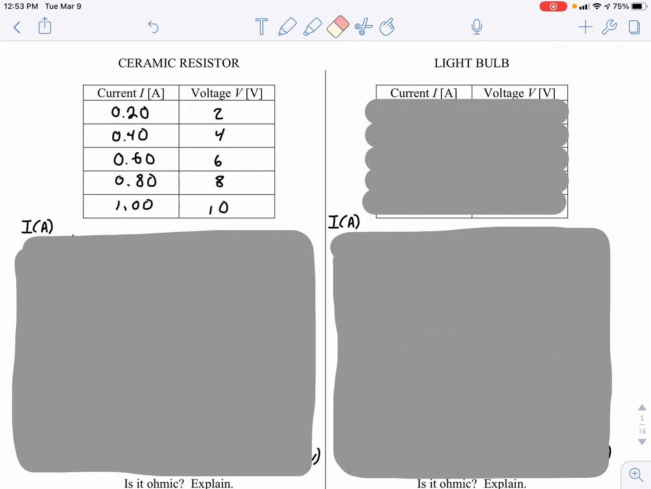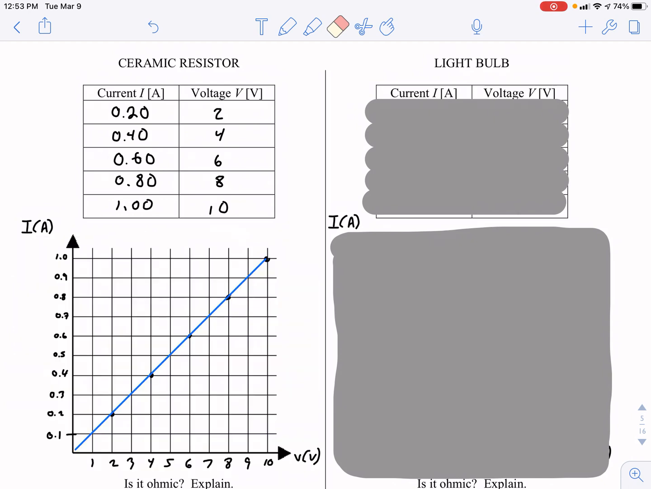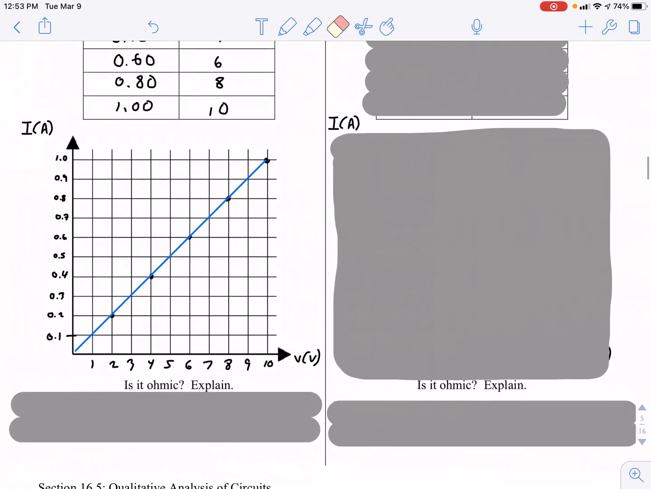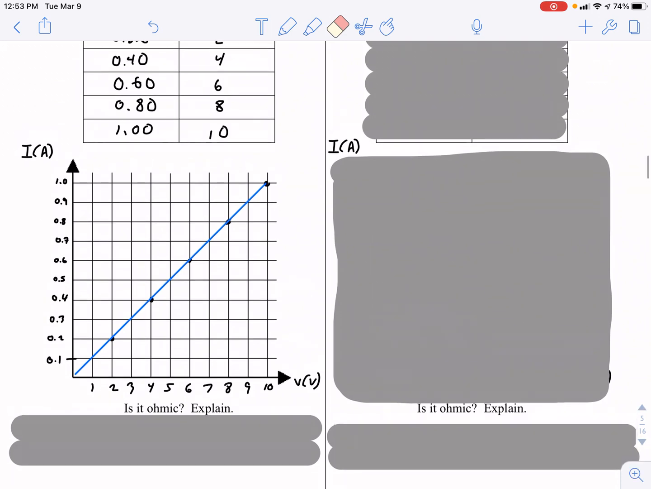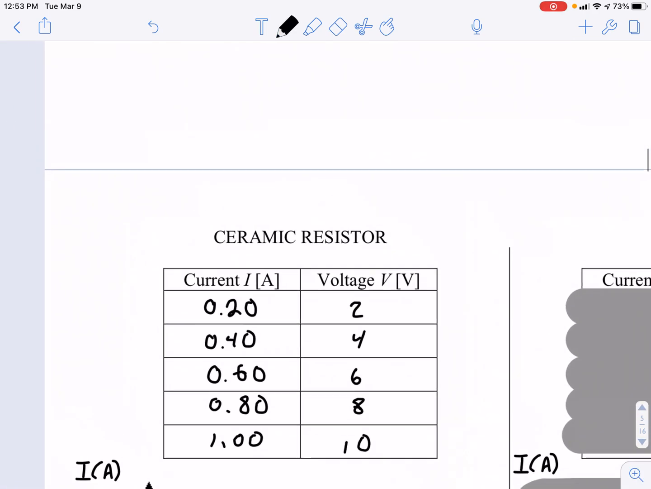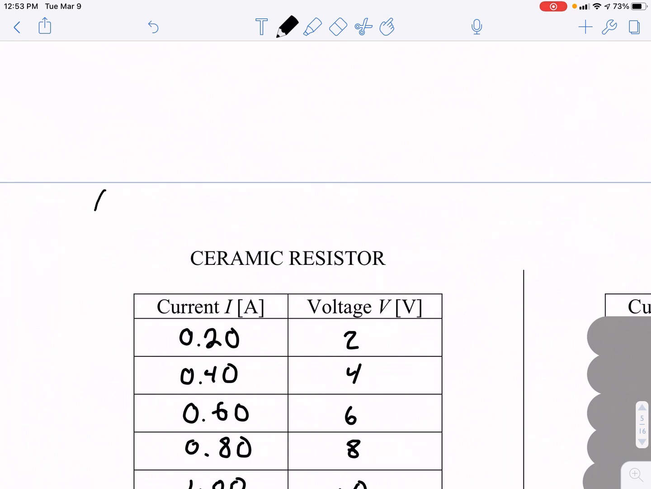Modeling this data right here. And if we were to graph this, this would look like a straight line. In other words, it would be very predictable. Now, using our Ohm's law relationship, Ohm's law predicts that the potential difference is equal to the product of current times resistance.